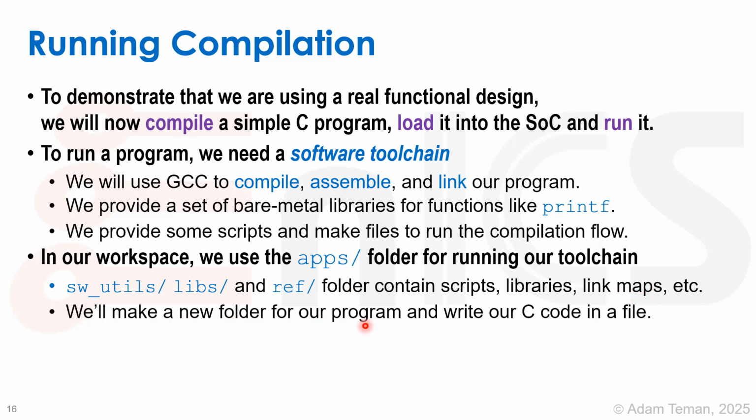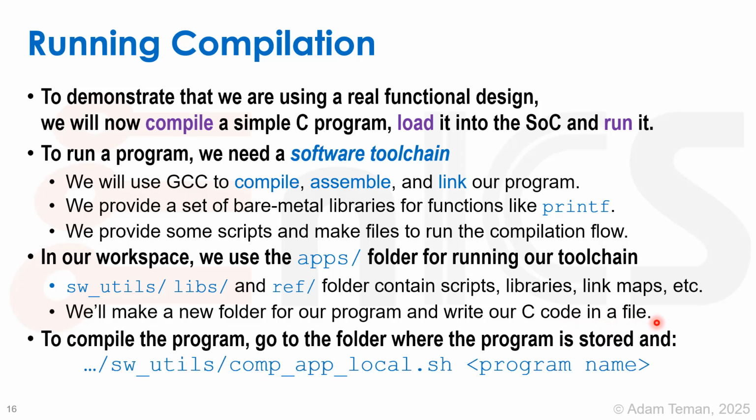We're going to make a new folder for our program and write our C code in a file. To compile the program, we're going to use the comp-app-local.sh script, which is under the software utilities directory. So we're going to run ../swutils/comp-app-local.sh and the name of the program, such as helloworld.c, and it's going to compile our program.